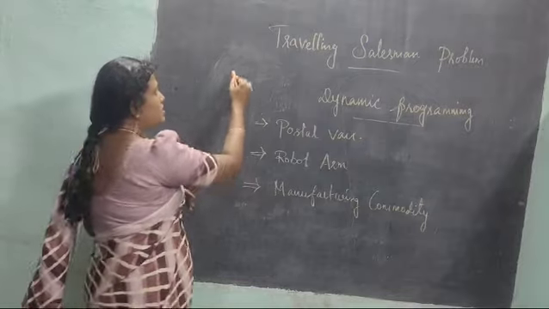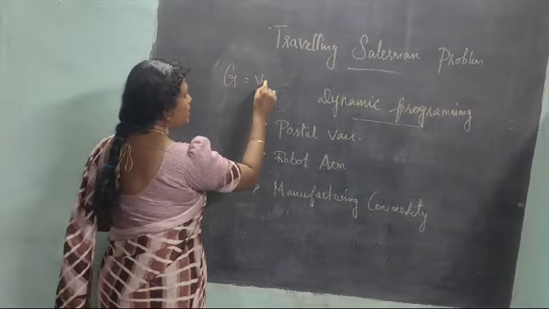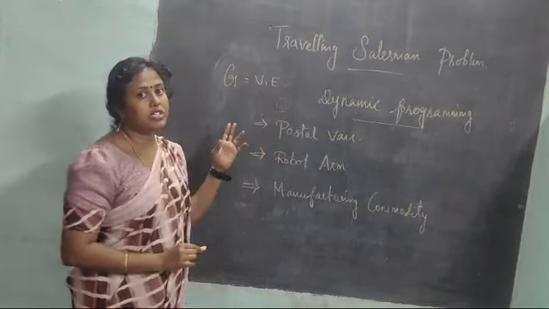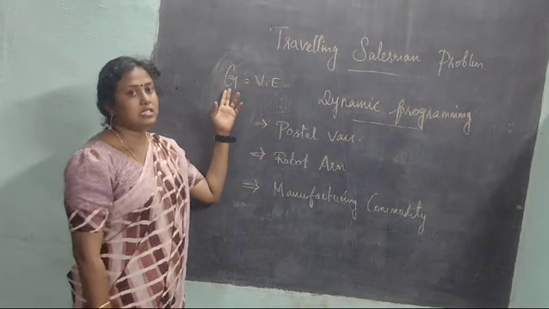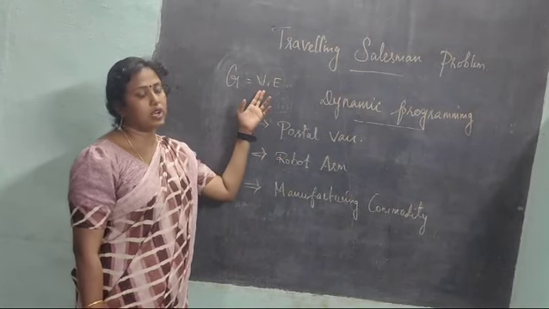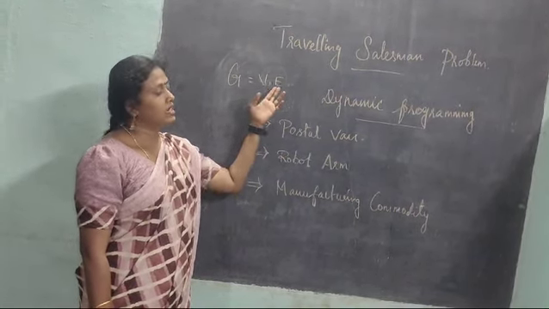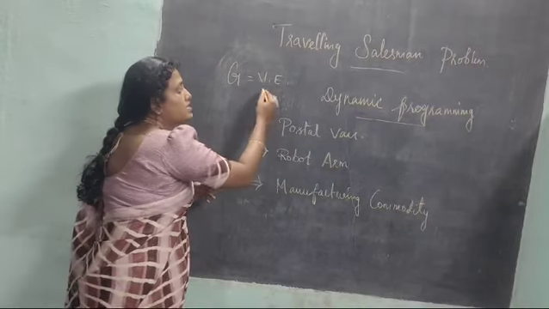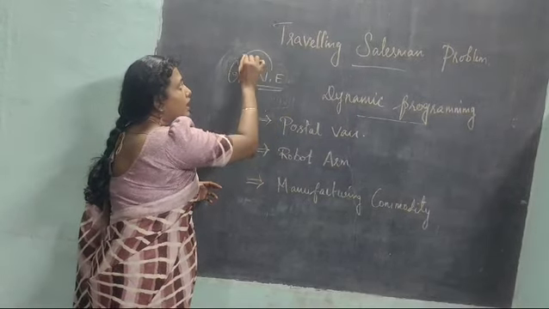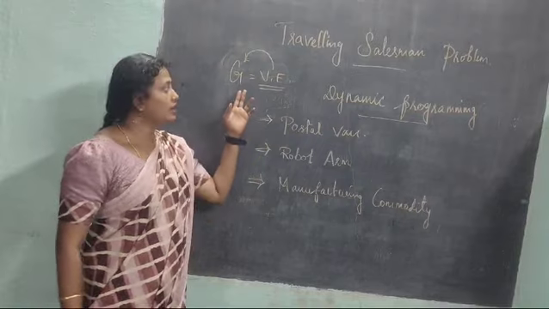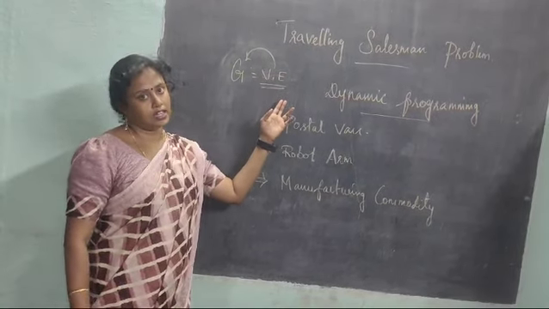So the concept is G equals (V, E). What is the meaning of G, V and E? G stands for graph, V for vertices and E for edges. So vertices and edges make the graph. When you are making the graph, we need vertices and edges.